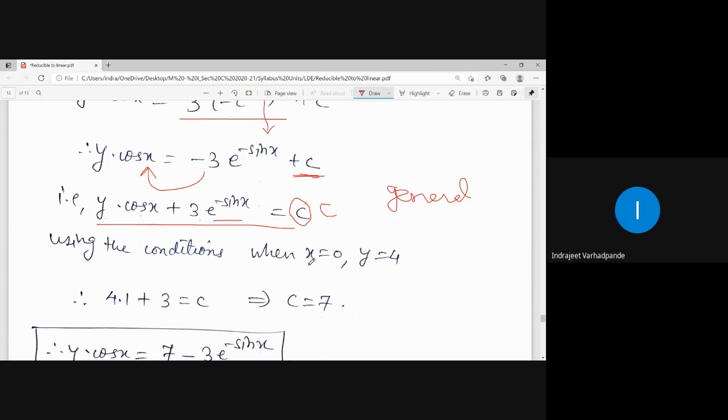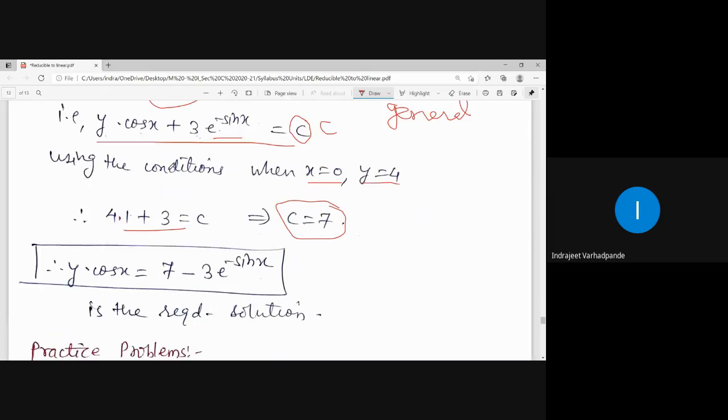So using the conditions, x is equal to 0, y is equal to 4. So y is equal to 4 means 4 into cos 0 is 1 plus 3 e to the power minus sin 0. What is sin 0? 0. e to the power 0 is 1. So 4 plus 3, which is 7. So what is the value of c I am calculating as? 7.